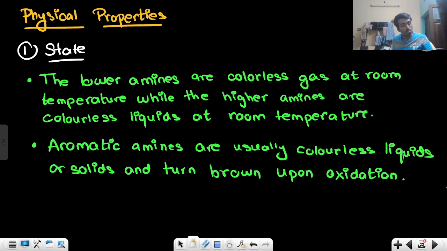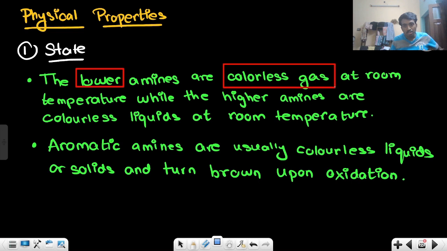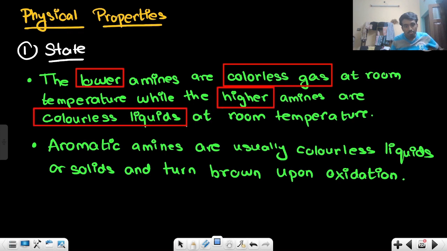Physical property. We have to study about the state, solubility. Okay. So let's start. State. The lower amines are colorless gas at room temperature while the higher amines are colorless liquids at room temperature. I have already written it before to save time. So if I am talking about the lower amines, then they are colorless gases, and the higher amines are colorless liquids. Understood?